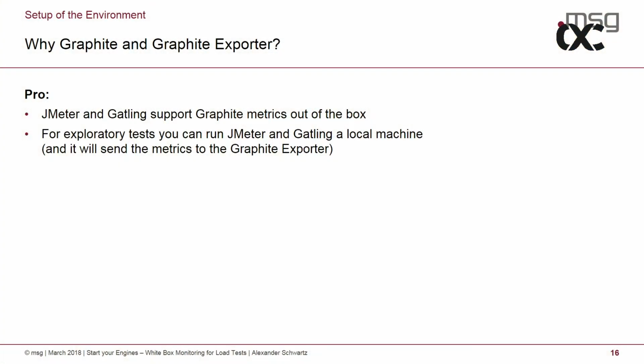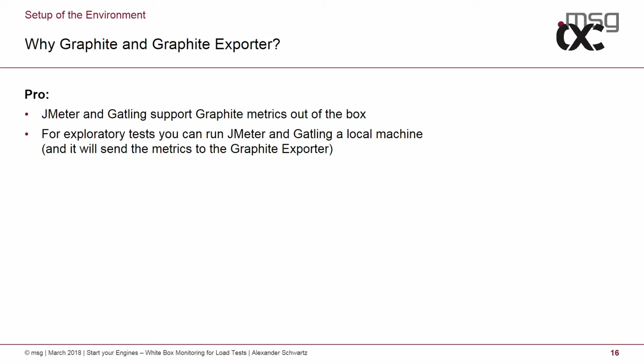So why Graphite and the Graphite exporter? Well, the primary reason is JMeter and Gatling support Graphite metrics out of the box. So you don't need to add anything to these test tools. So you work with the things that you have at hand. And you might also notice, okay, Graphite is a push protocol, and JMeter and Gatling push their information to the Graphite exporter. And this enables you to run your test on any node you like.